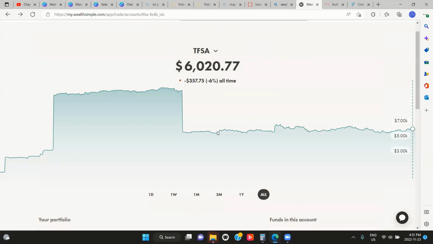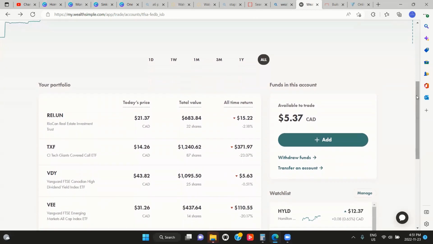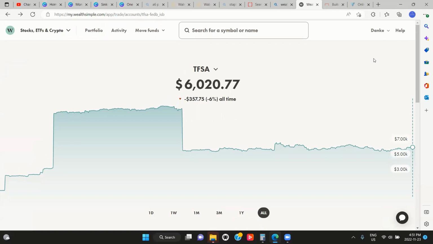This particular TFSA says it's down all time 6%. So this would have been a really good time to buy, or if it goes down even more, it would have been a really great time to buy, but no money. So I'm just gonna leave it as is. I will just continue to bring in the dividends. At least that's a good thing about being dividend investors. Even if the share price goes up, goes down, does whatever it likes, you're still gonna be getting your dividends every month or quarter or however the company does their dividend distribution. So that's the great thing about dividends.